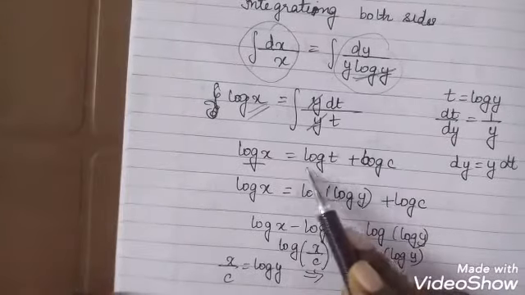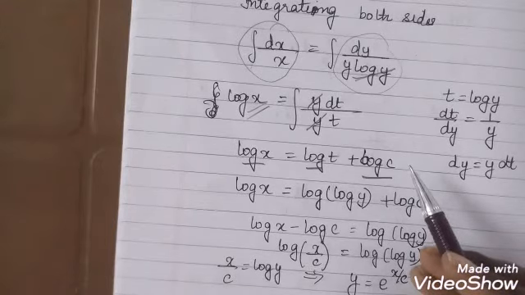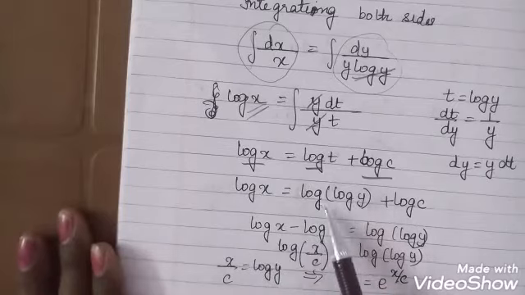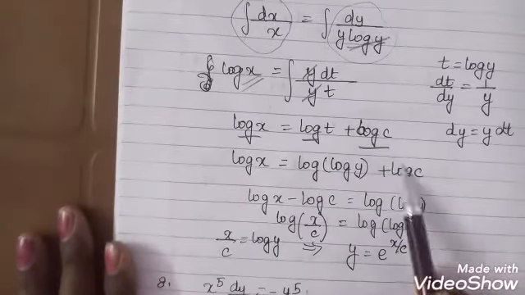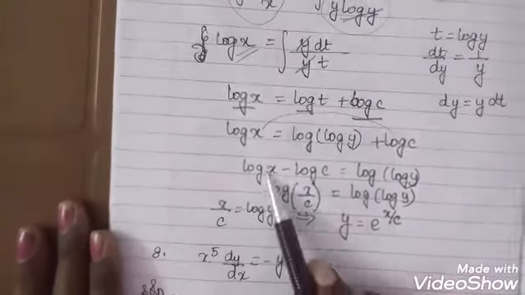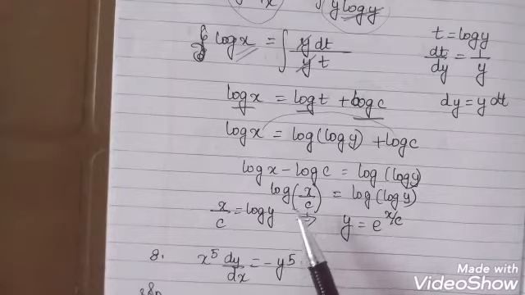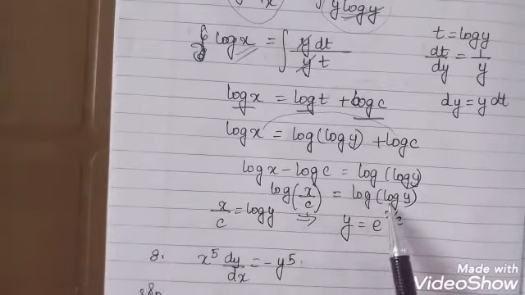I told you if you have log throughout, you can just put the constant as log c. If you do not have that, please don't put it as log c there. So log x is equal to log of log y plus a constant, log c you get. Taking it to the other side, you have log x minus log c is equal to log of log y. So you can write it as log of x by c is equal to log of log y.